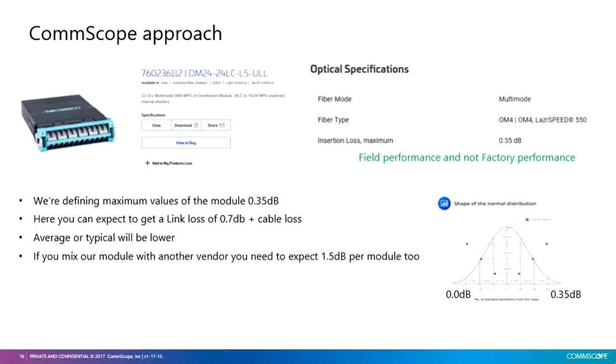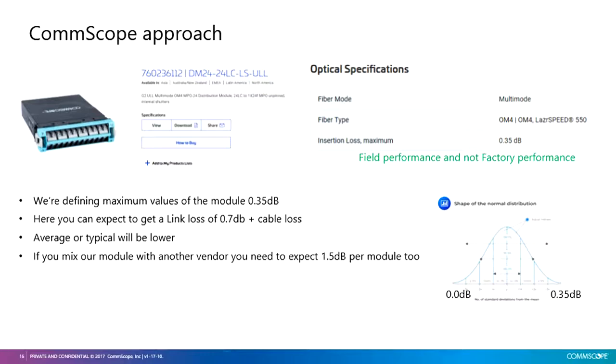We always say the insertion loss is 0.35 dB. I want to reiterate here, we say 0.35 dB maximum. It's not the factory performance, it's the field performance. So we are defining the maximum value of 0.35 dB. We can get a link loss of 0.7 dB plus cable loss. Average or typical will be lower.